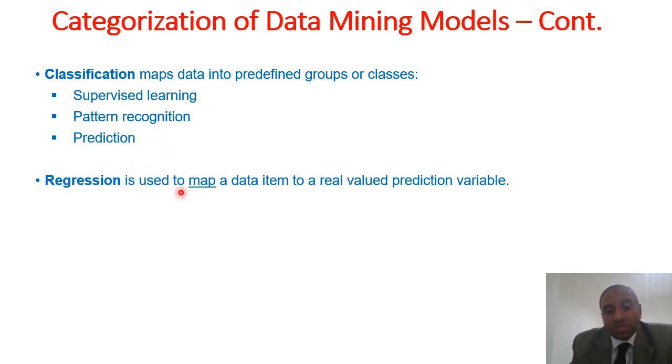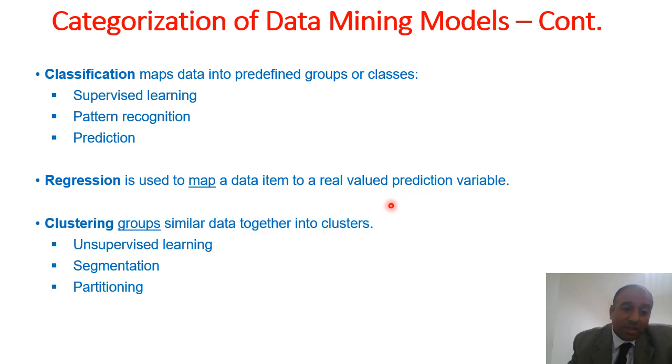Regression is used to map data items into a real-value prediction variable. We have to make an equation, maybe linear regression or nonlinear regression, between the input data items and the variables. So through this equation, we can estimate or compute the real-value prediction variable. This is regression. Next, clustering.